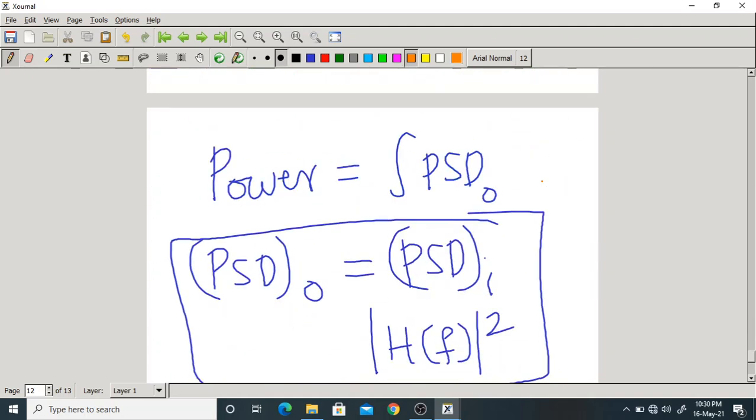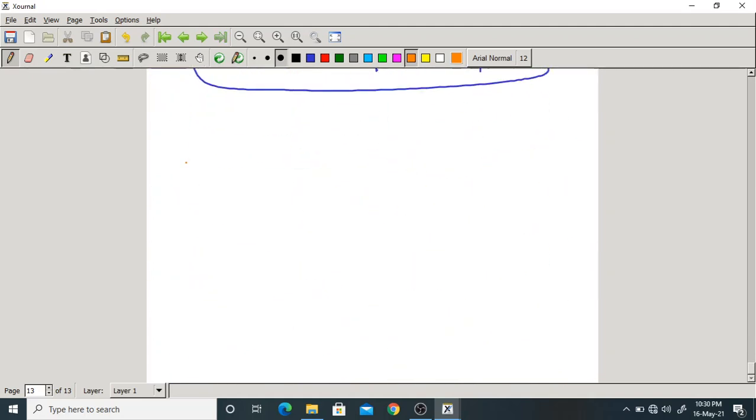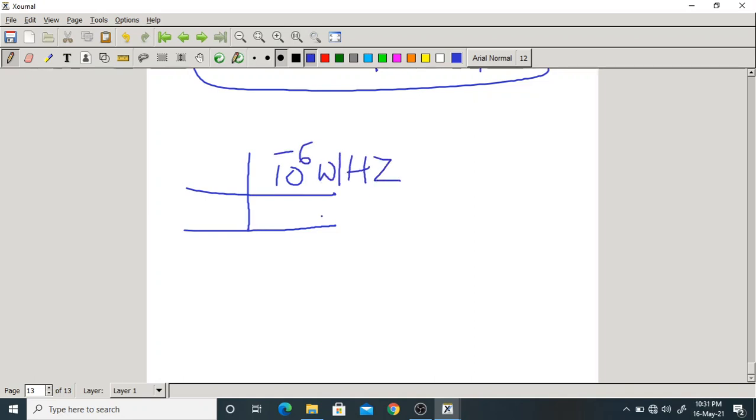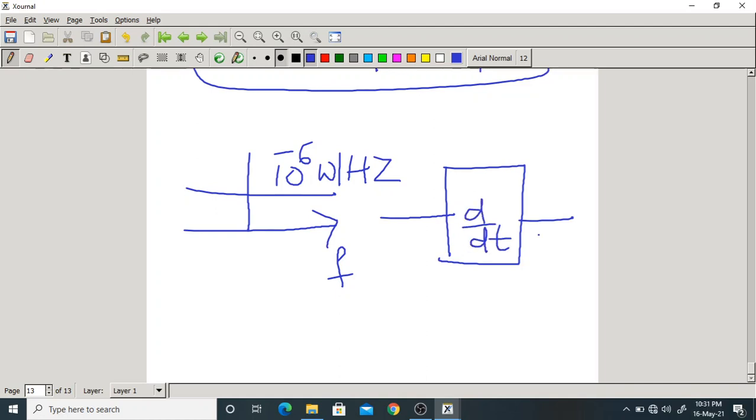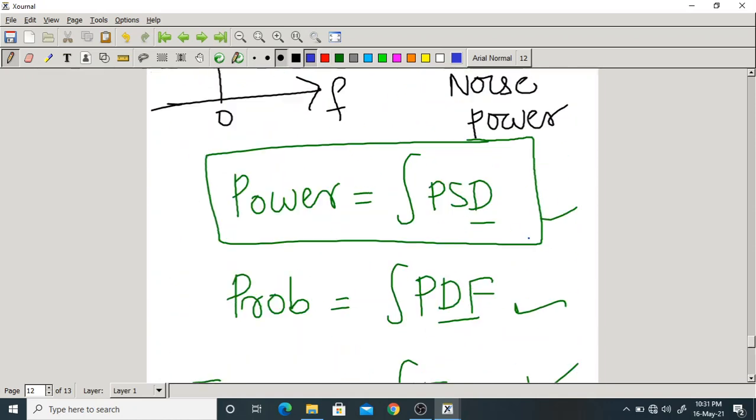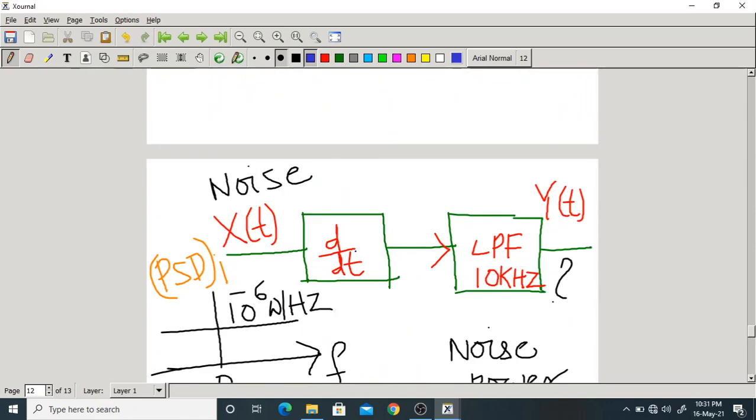Now let me do it one by one. We have two systems. First, this is the PSD of the input noise, 10 power minus 6 watts per hertz, where f is frequency. Now this is being passed through a system. The system is the ideal differentiator. Now what will happen to the output PSD? I'm taking one by one. I have two systems, an ideal differentiator and a low pass filter. Let me do one by one.